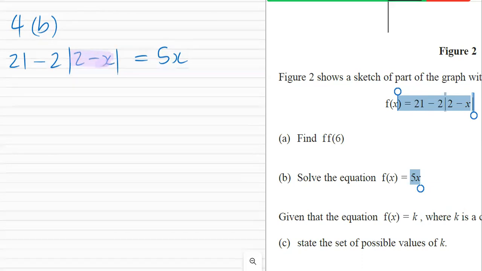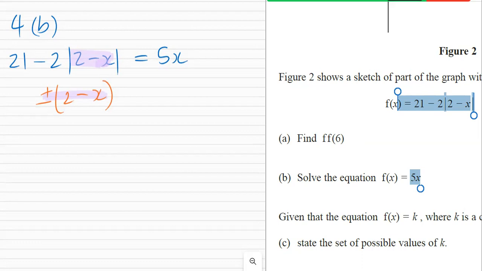So this inside the bracket, because it's always positive at the end, we don't know if it was negative or positive to start off with. Some sort of x value could have made this negative or positive. So therefore that part inside the bracket is either negative or positive 2 minus x. So we don't know which is which.